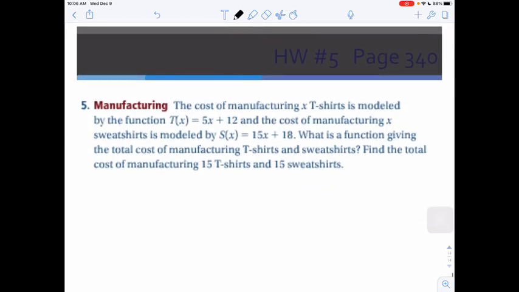And now I would like you to try number 5 on page 340. The cost of manufacturing x t-shirts is modeled by the function T of x equals 5x plus 12, and the cost of manufacturing x sweatshirts is modeled by S of x equals 15x plus 18. What is a function giving the total cost of manufacturing t-shirts and sweatshirts? Find the total cost of manufacturing 15 t-shirts and 15 sweatshirts.